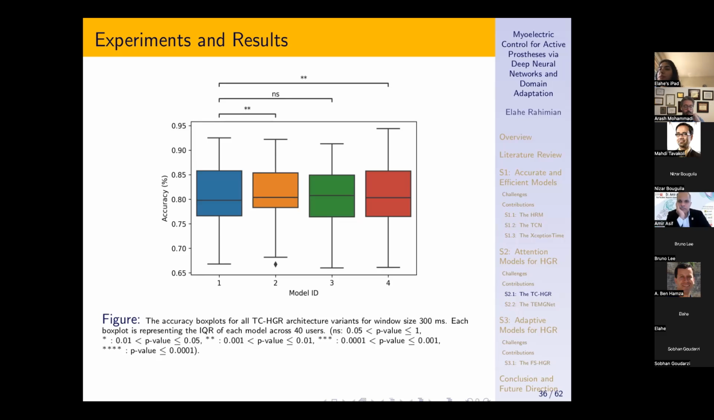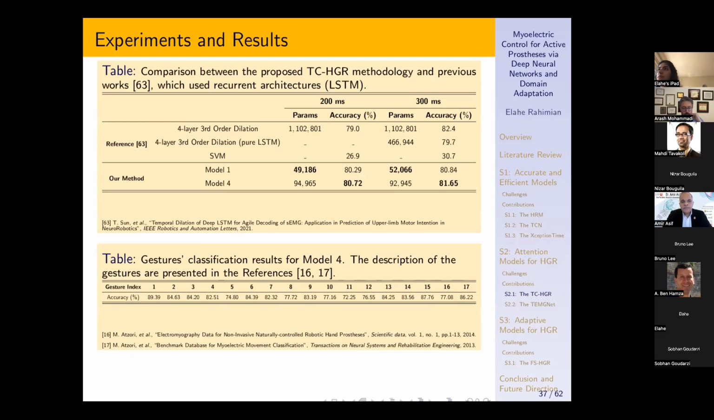But if I want to pick, for example, between model number 1 and 4, that depends on the level of accuracy that we need. If we want to have a model with higher accuracy, it is obvious that we should select model number 4. But if we are focusing on decreasing the number of parameters, we should select model number 1.